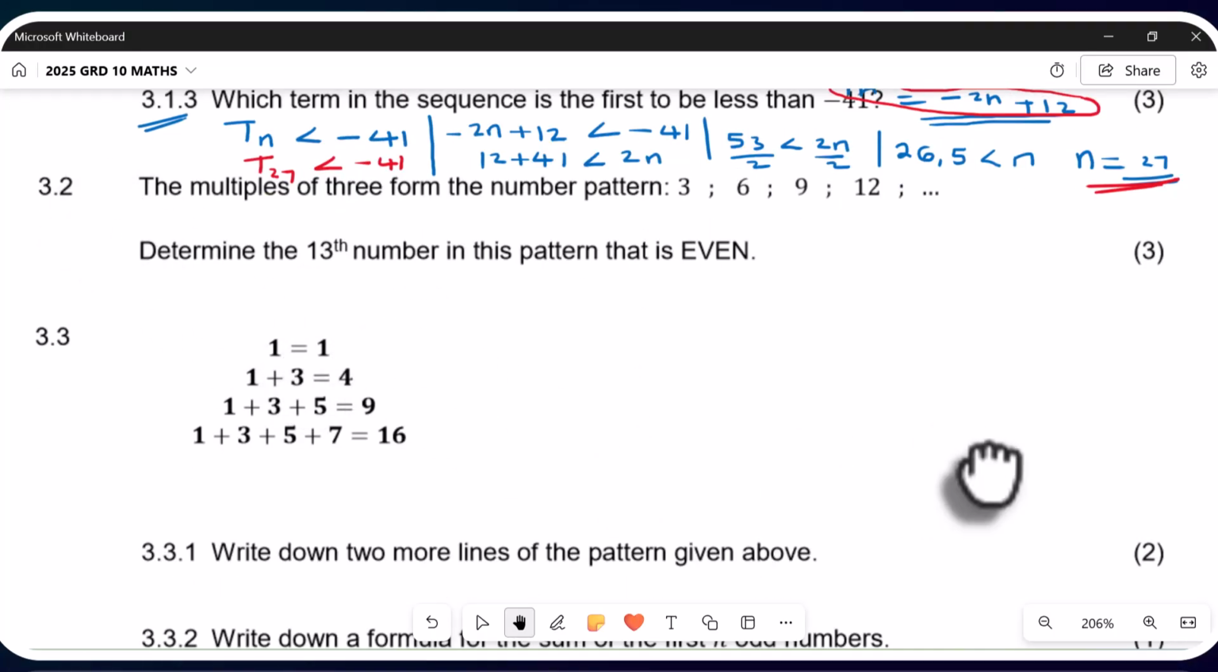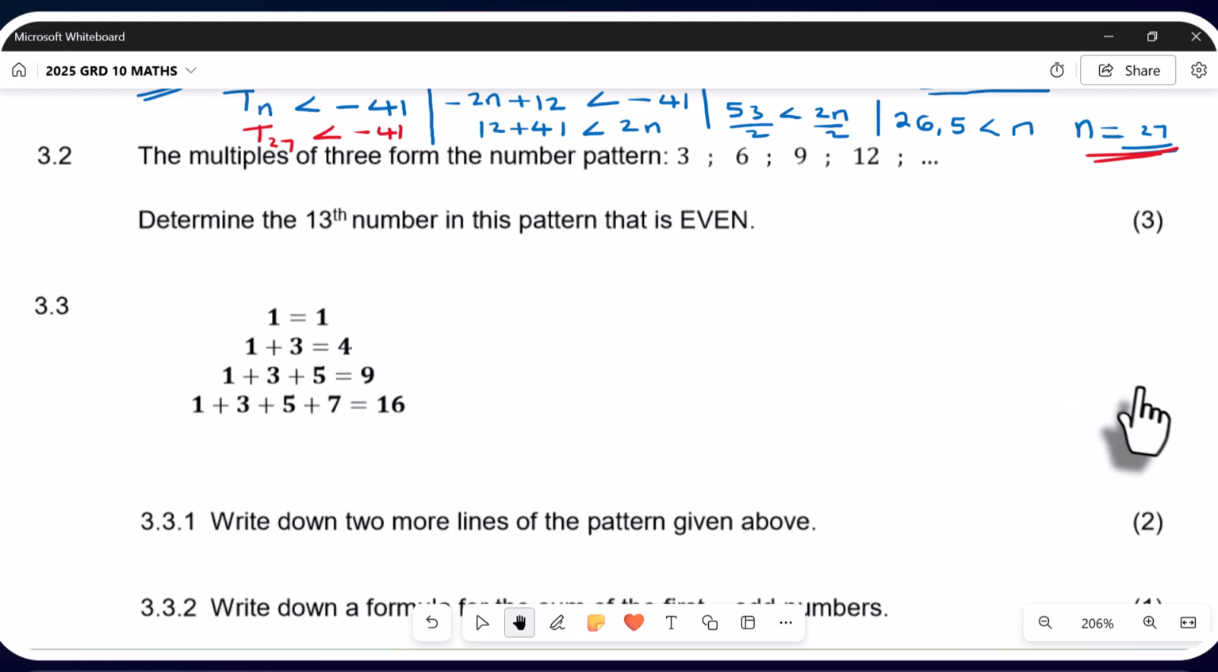There are 3, isn't it? So what is our 9? It says the multiples of 3. How many odd numbers are here now on the next line? Form the number pattern 3, 6, 9, 12. What about here? So what now? Determine the 13th number in this pattern that is even. So now I have the answer.